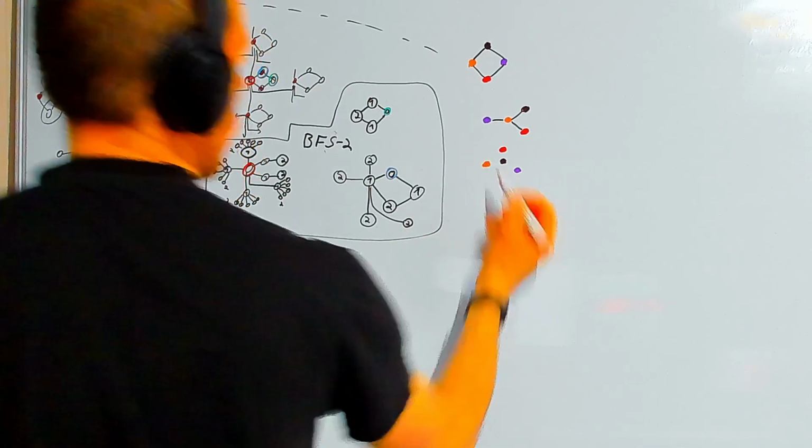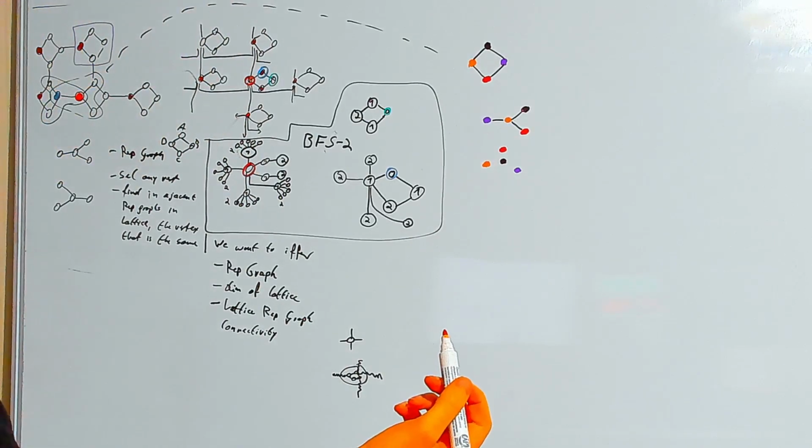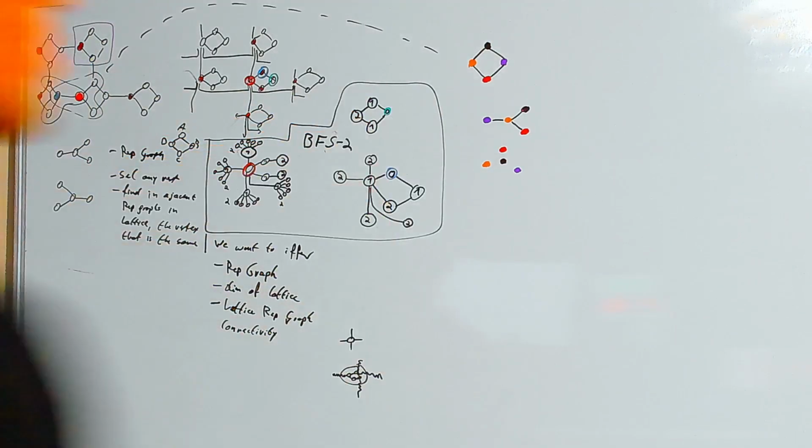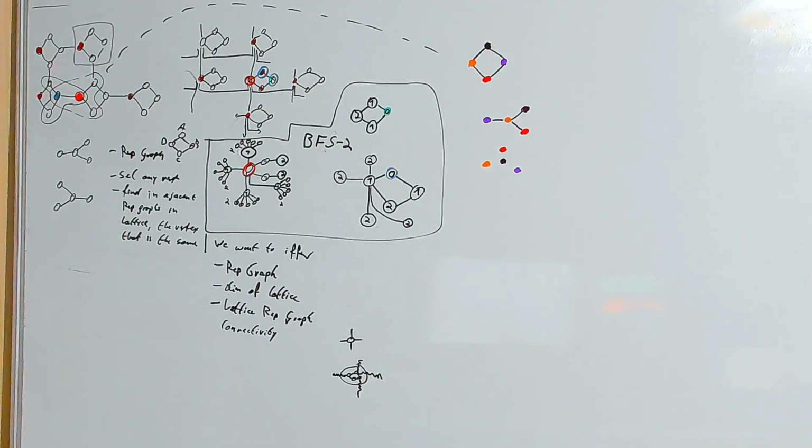And now, well, it's different. Is it? Wait, I'm confused. The black one is opposite. I understand, I was confused. Okay, we can compare vertices, right?